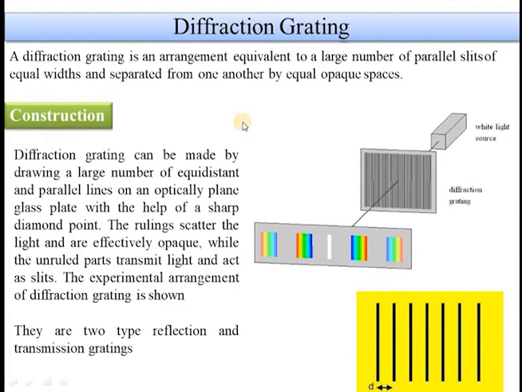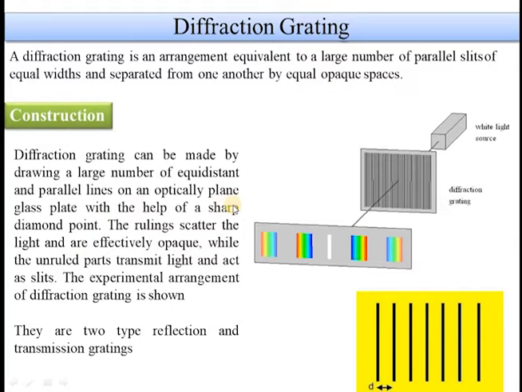Rutherford also did experiments on this, and he tried to rule lines on metal with the help of an automatic dividing engine. Later on, a scientist named Wood used glass as a suitable substrate for constructing large gratings. And basically, the diffraction grating is used.